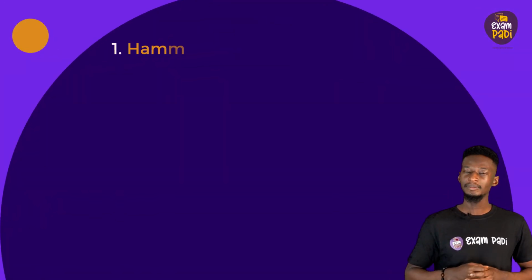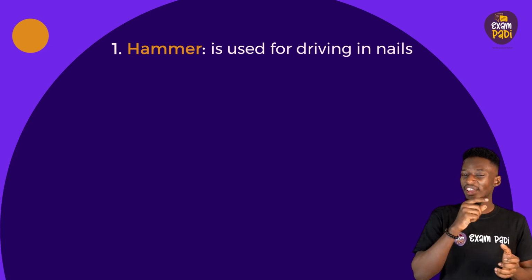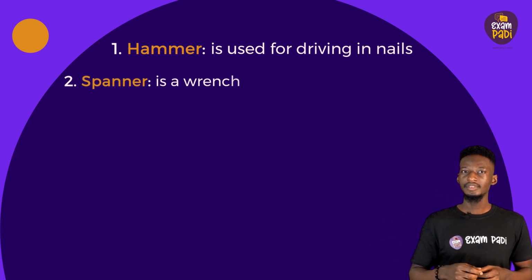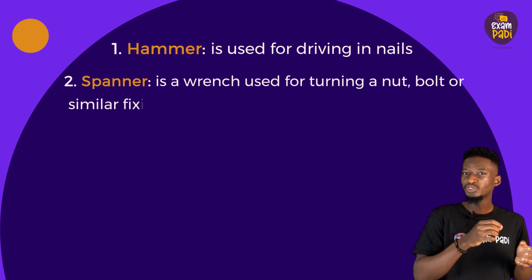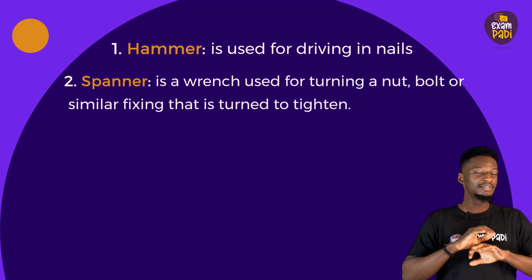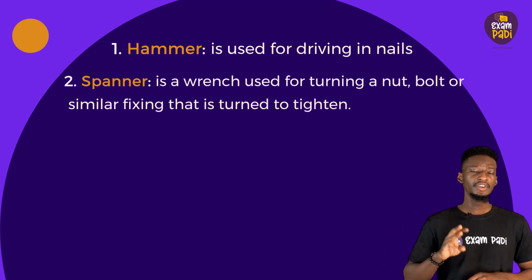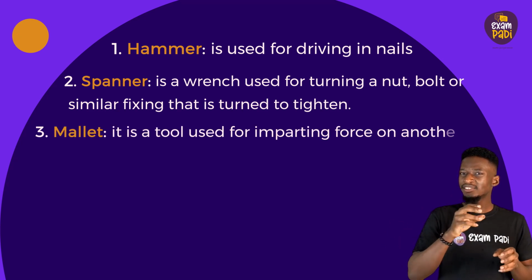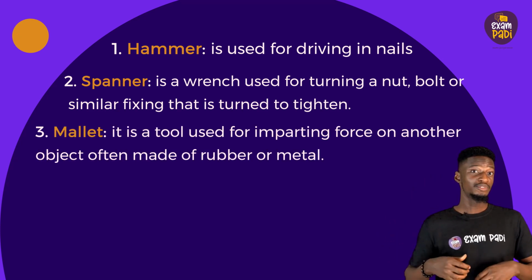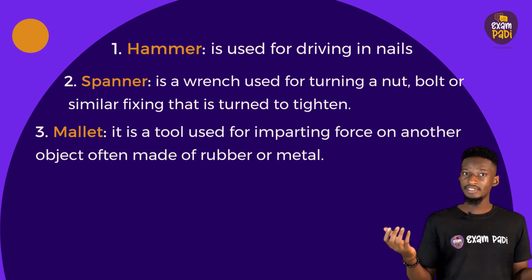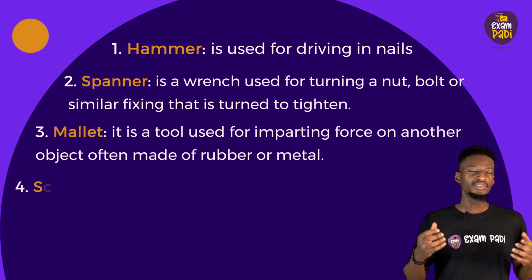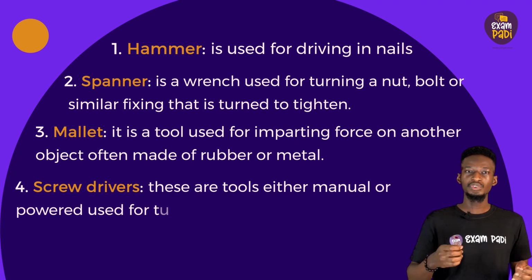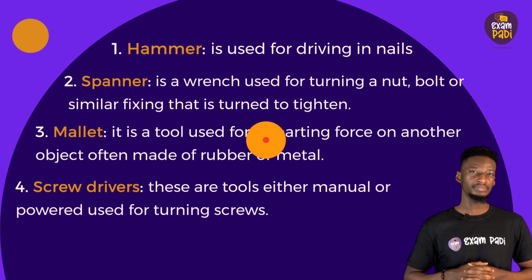1. Hammer. Hammer is used for driving in nails. 2. Spanner. A spanner is a wrench used for turning a knot, bolt, or similar fixings. 3. Mallet. Mallet is a tool used for imparting force on another object, often made of rubber or metal. 4. Screwdrivers. These are tools either manual or powered, used for turning screws.